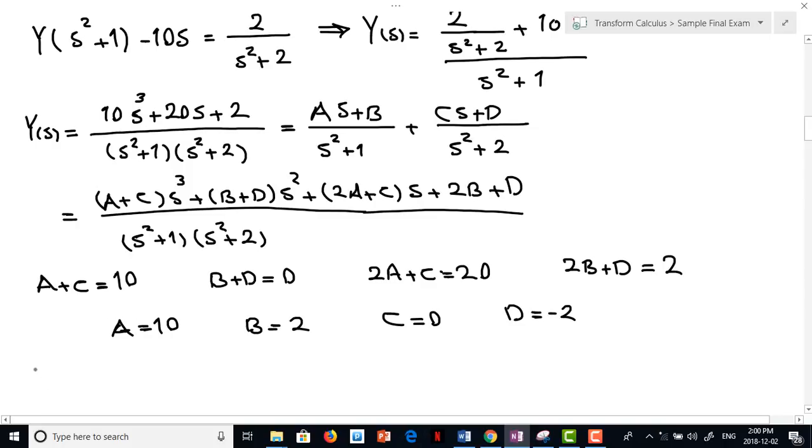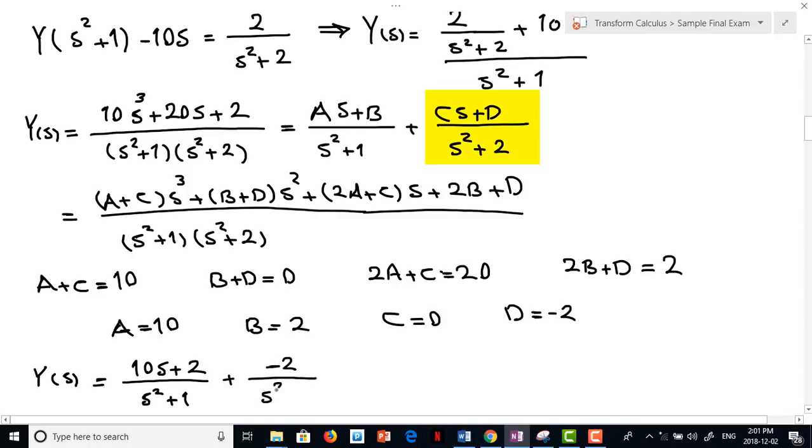So it means that Y(s) is equal to, a is 10, so it's going to be 10s plus 2, divided by s squared plus 1, and plus c is equal to 0, d is minus 2 divided by s squared plus 2. So in this question you're going to find y(t).